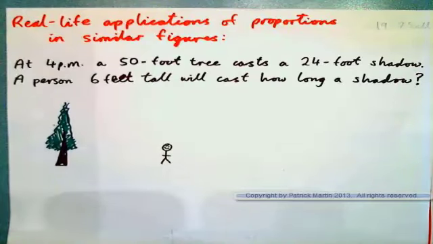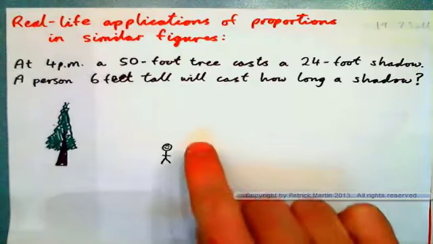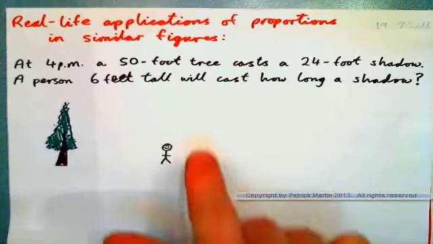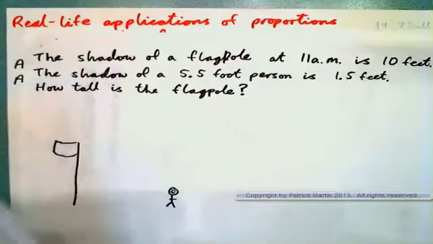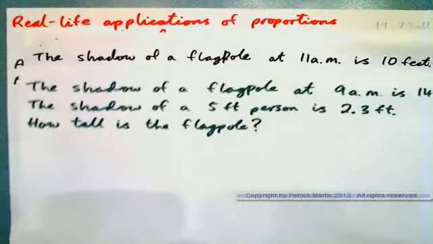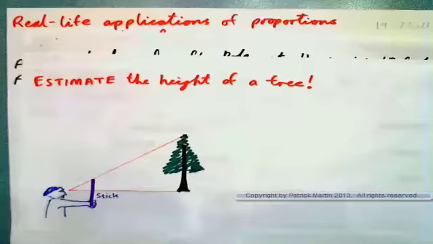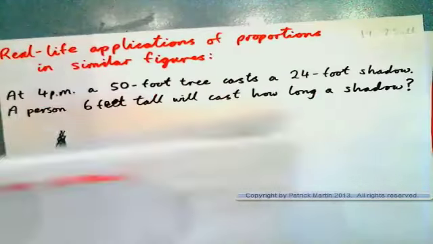Okay, now in this video we'll look at some real-life applications of proportions in similar figures. We'll look at this example with the shadow of a tree, shadow of a flagpole. Then you'll do a flagpole question yourself, and then we're going to estimate the height of a tree armed with nothing but a stick and a measuring tape. You can now estimate the height of a tree with a stick and a measuring tape. Okay, so let's start.